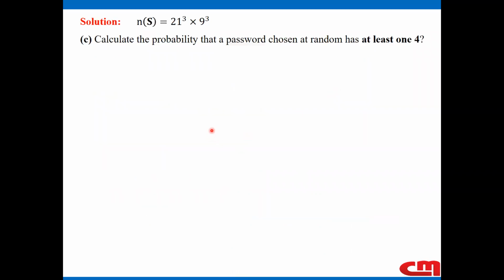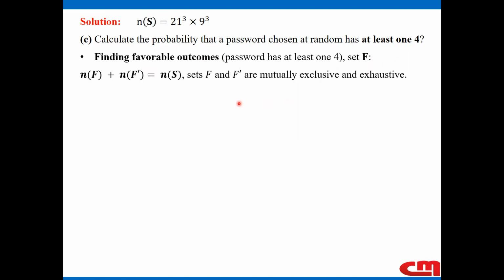Now, let us go on to C. Calculate the probability that a password chosen at random has at least 1 four. Right, we are talking of at least 1 four, right? So we want to find the favorable outcomes, which we are going to call set F. But I'm not going to use the approach of coming up with a column and some position. I'm going to use the idea of two sets being mutually exclusive and exhaustive. That is to say, I'm referring to the number of elements in the sets F and F complement.